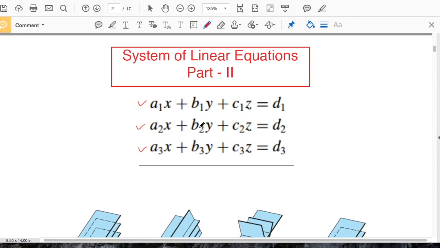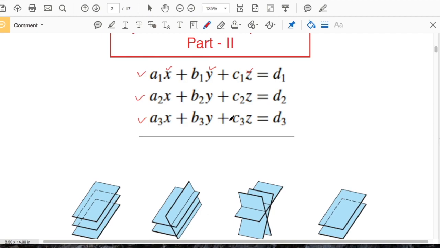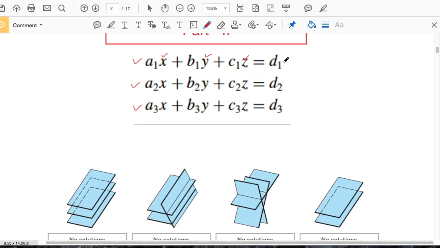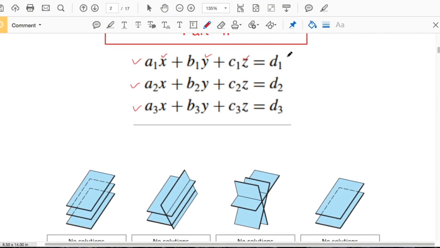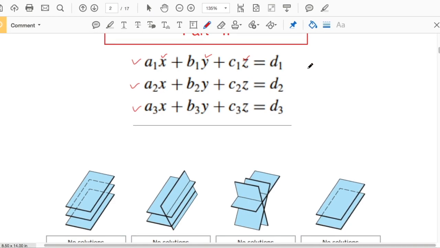And you have three linear equations in three variables x, y, and z. It means you have three planes. Plane means a sheet of paper, for example. So how many possibilities are there? Like before, in our last class I said when you are solving a system of two linear equations in two variables, there are exactly three possibilities.